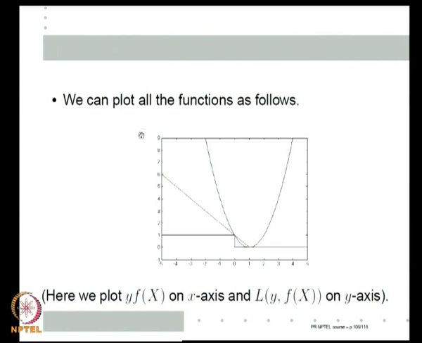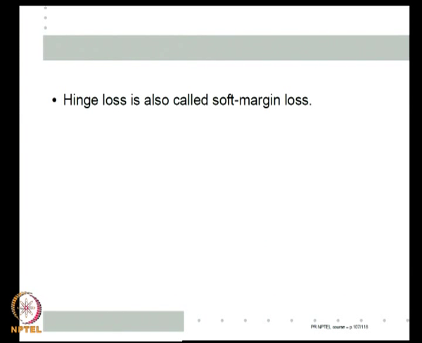As we saw, the regularized empirical risk under hinge loss can be rewritten equivalently as a constrained optimization problem, which can be solved very efficiently. Hinge loss is also called soft margin loss.